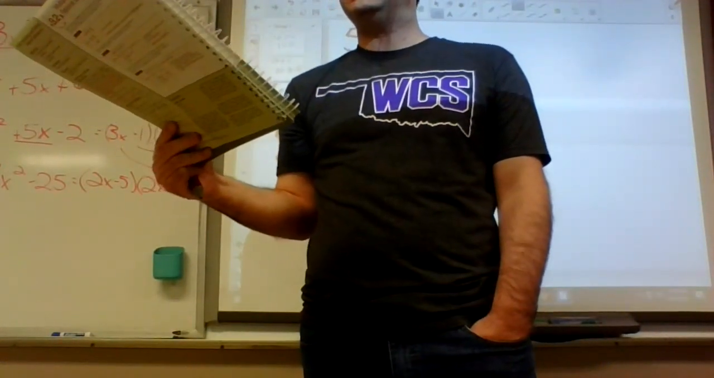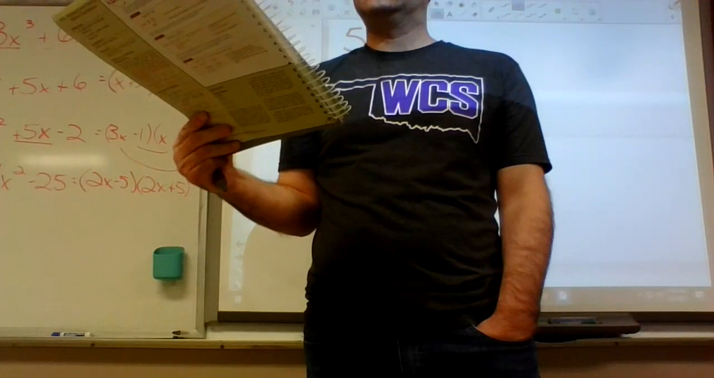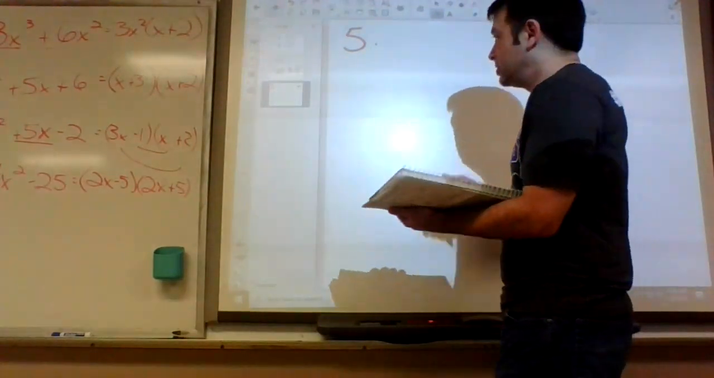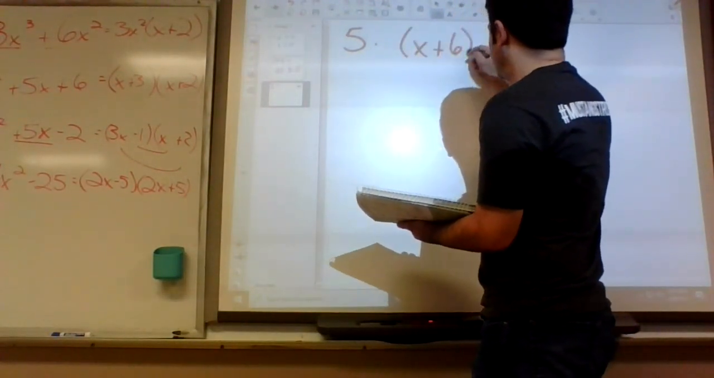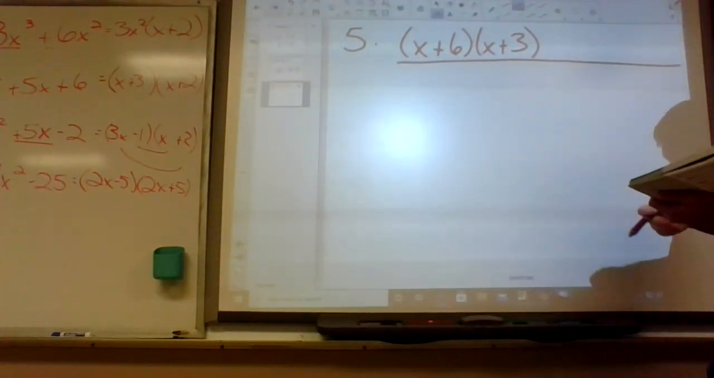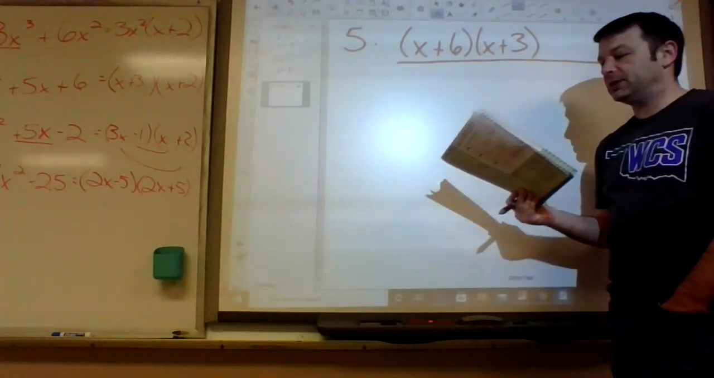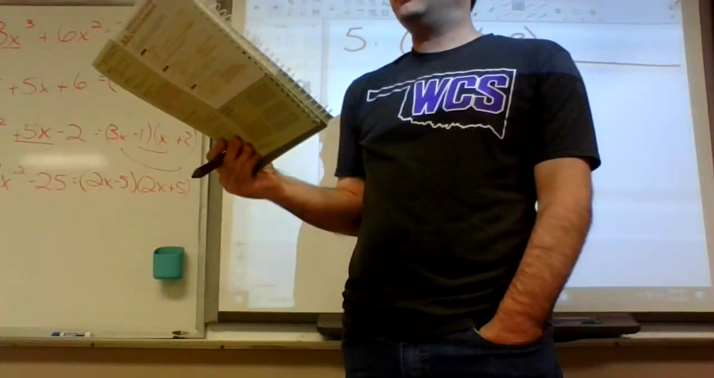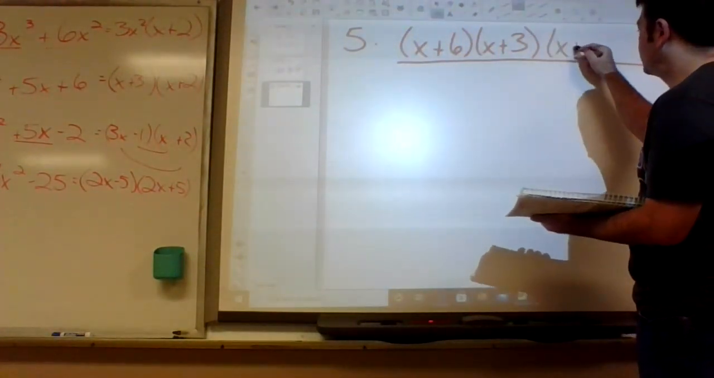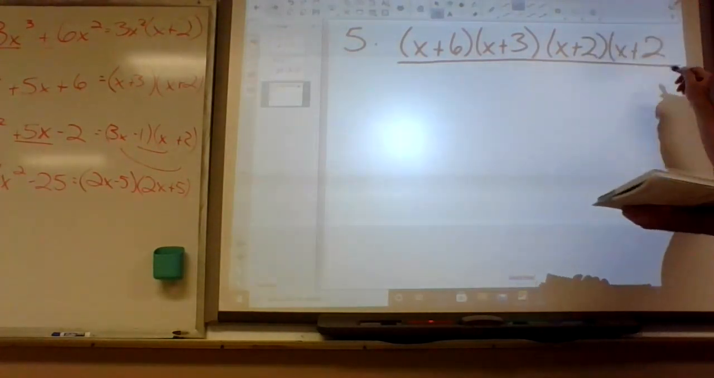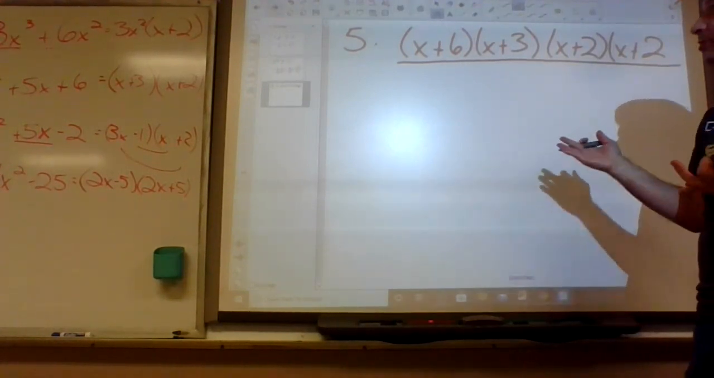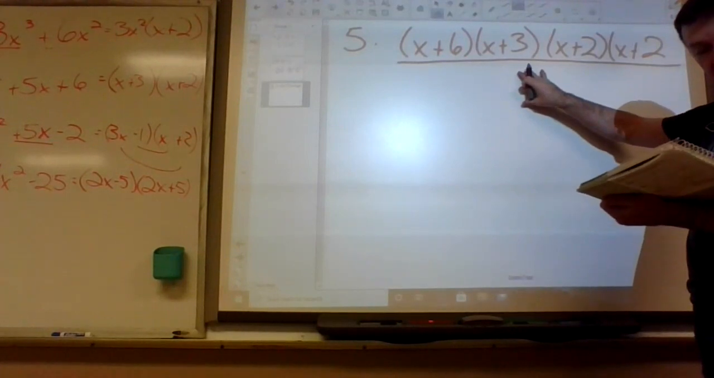What goes into 18 that adds up to 9? 2, 4. 6 and 3. 9 and 2 don't work, right? But 6 and 3 add up to 9. So the top would be x plus 6, x plus 3. Let's do the right side. What goes into 4 that adds up to 4? 2 and 2. So it'll be x plus 2, x plus 2. Now notice I just put it into one giant fraction. Because basically when you multiply fractions together, the tops just multiply together, the bottoms go together. So it's just all one thing really.